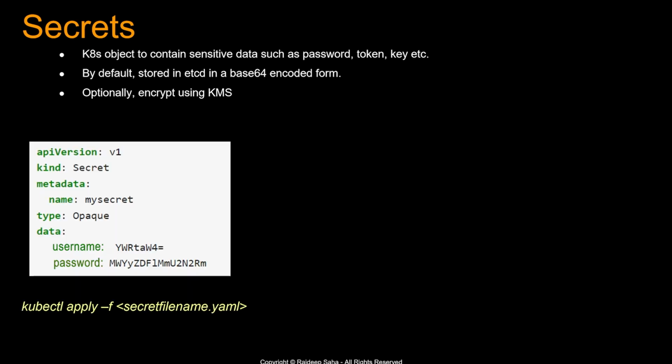So again, it is a Kubernetes object. Whenever we say Kubernetes object, that means it has to have a manifest with a separate kind. The kind for this is Secret. In this case, we are defining user_name and password. You apply this file with kubectl apply -f and the name of the file .yaml. You can also get the secret with kubectl get secret and then the name of the secret, in this case my-secret, and this will be base64 encoded unless you are using KMS.